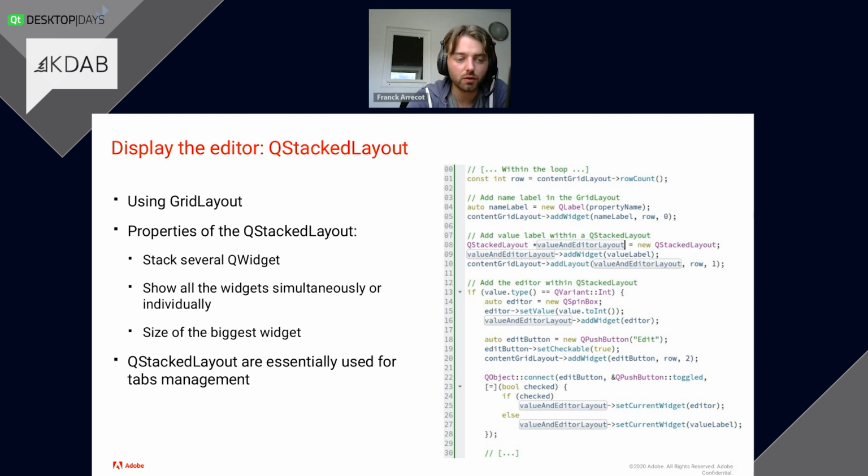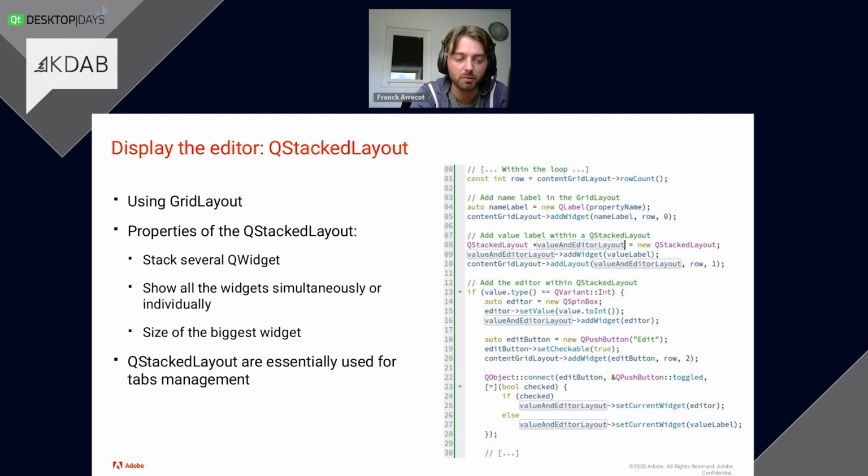So we are within the loop. We drive the row position where we want to insert the item. We have our name label, and we insert it at the row and column 0. This time we have our stacked layout instead of the VBox layout from before. So we created a QStackedLayout. We had the value label. This layout is a sub layout of the content grid layout as before. Nothing is new. Since this stacked layout only has the value label now, we add the editor. The editor is created here, we set the value and we put it into the layout.